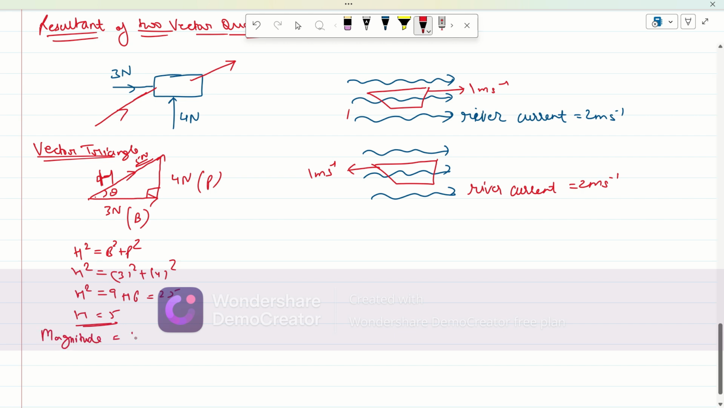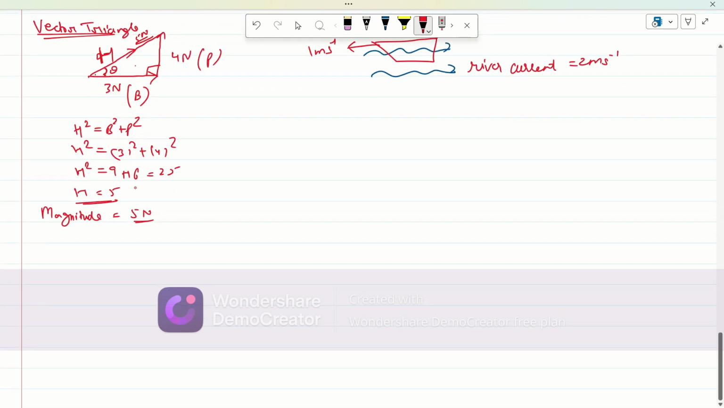Magnitude is equal to 5 Newton. Now if I ask you what is the direction, the force is acting at an angle theta. How to find this angle theta? For this we will use the concept of trigonometry. There is a trigonometric identity, tan theta, and it is defined as perpendicular by base.